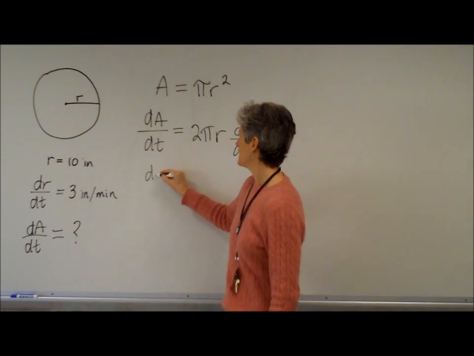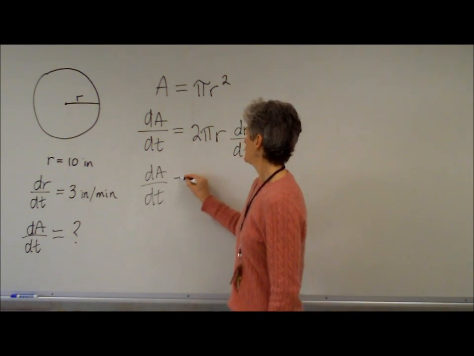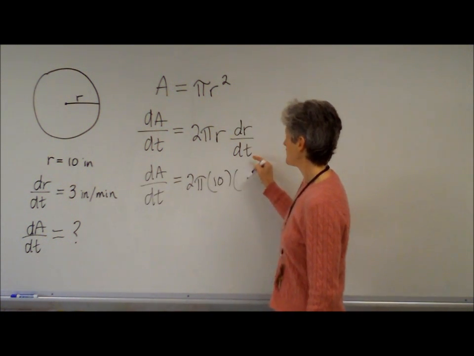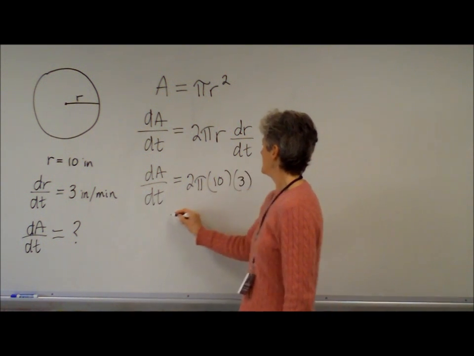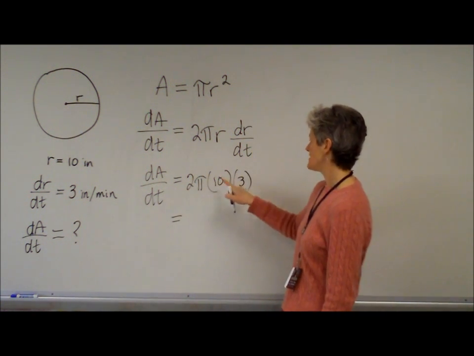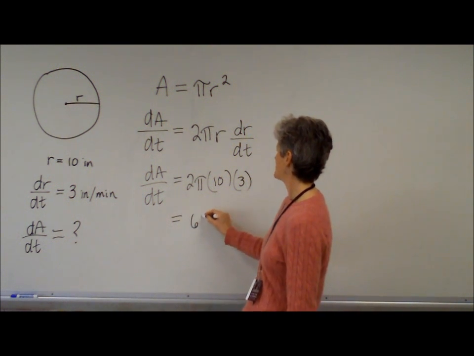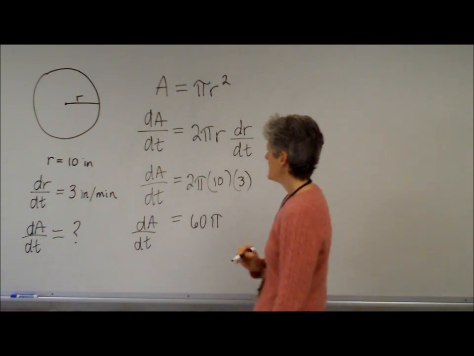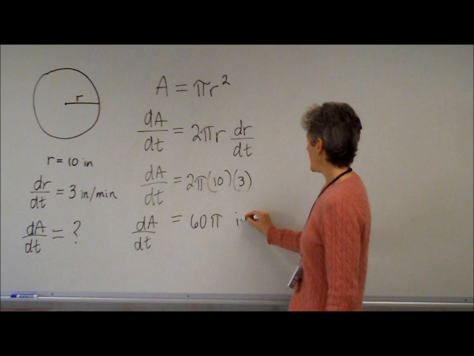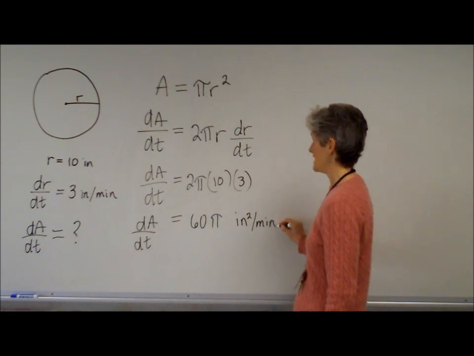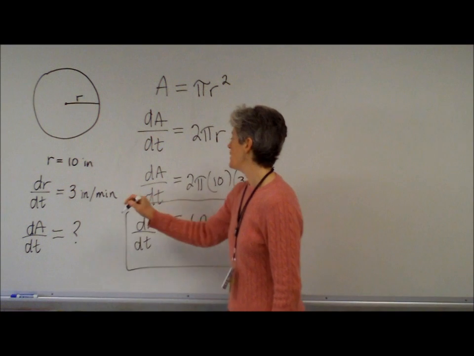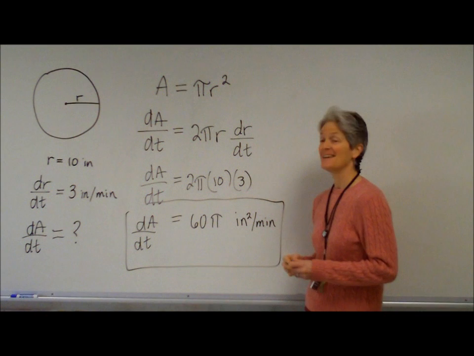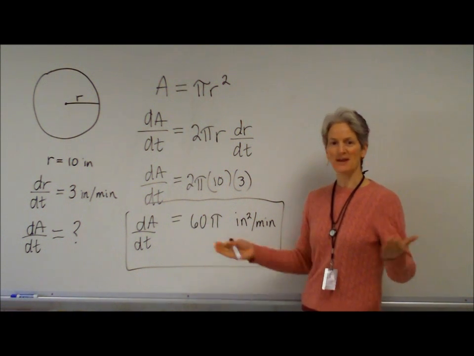dA dt is what I'm looking for. 2 times pi. At this instant, my radius is 10, and the rate is 3. So there we go. 2 times pi times 10 times 3. That looks like 60 pi is the rate at which my area is changing. And my units would be square inches per minute. So at this moment, when the radius is 10 inches, my area is changing at a rate of 60 pi square inches per minute.